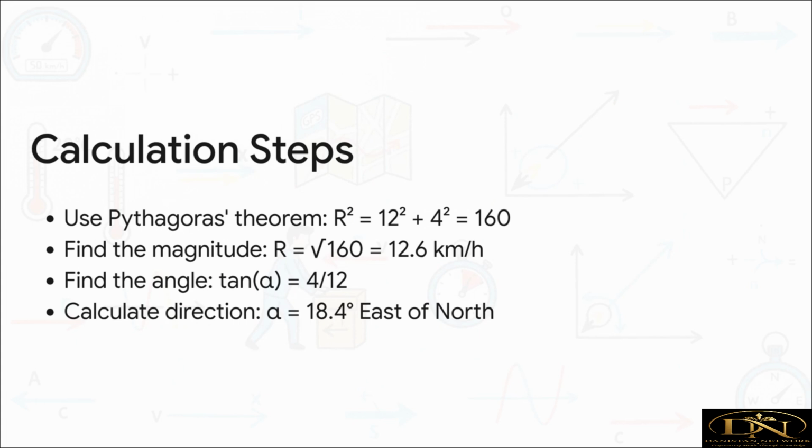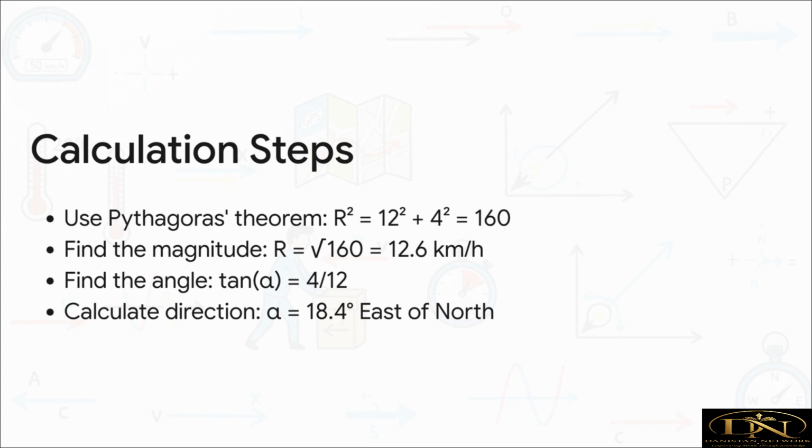One way is with a scale drawing, where you'd literally use a ruler and a protractor to draw the vectors and then just measure the results. The other way, which is way more precise, is the calculation method, where we use the geometry of a right-angled triangle to find the exact answer. And this is where that high school trigonometry really comes in handy. We use Pythagoras' theorem to find the magnitude of the resulting velocity, and that comes out to 12.6 kilometers per hour. Then, to find the direction, we use the tangent function. Remember, opposite over adjacent.